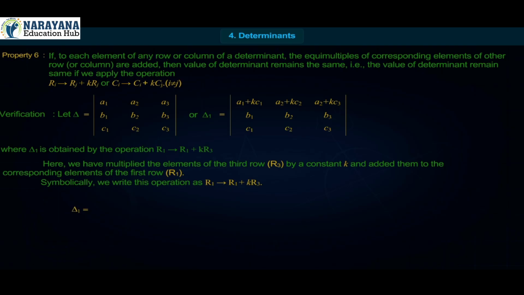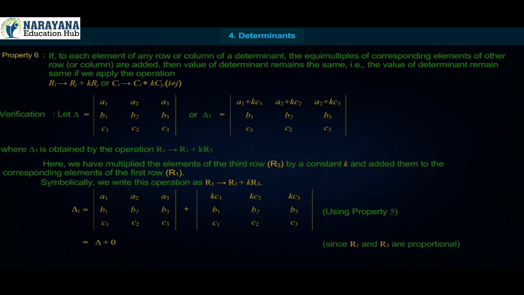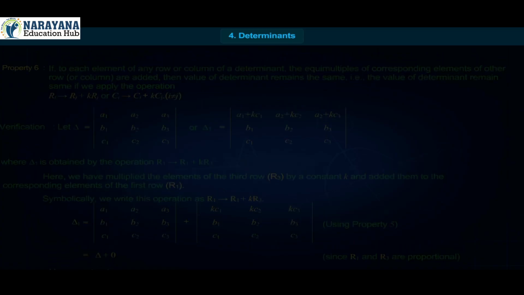Delta 1 is equal to the determinant a1, a2, a3, b1, b2, b3, c1, c2, c3 plus the determinant kc1, kc2, kc3, b1, b2, b3, c1, c2, c3. Using property 5, this is equal to delta plus 0, since R1 and R3 are proportional. Hence, delta is equal to delta 1.